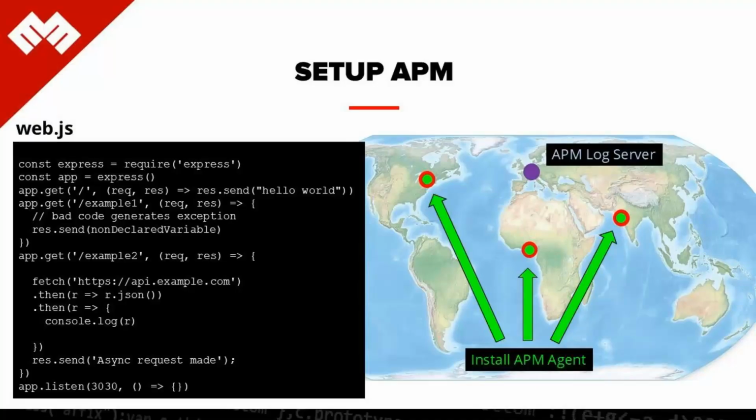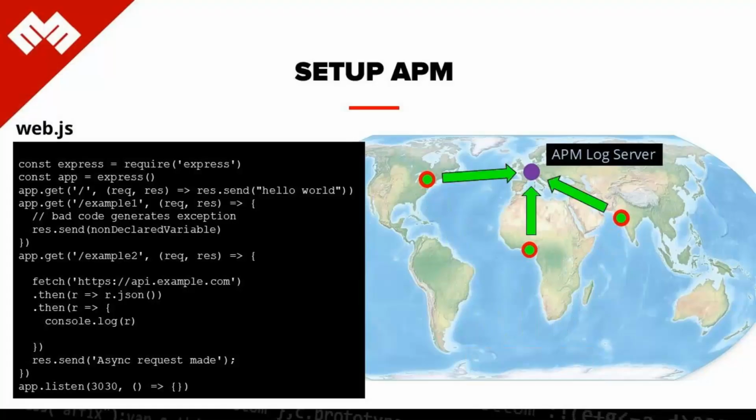Second, we need to install an APM agent somewhere. An APM agent is simply a piece of software that will relay performance data from your application to the APM logging server. One method is to install an APM agent on each of your application servers so that your application sends data to your APM agent through localhost without any external network requests.